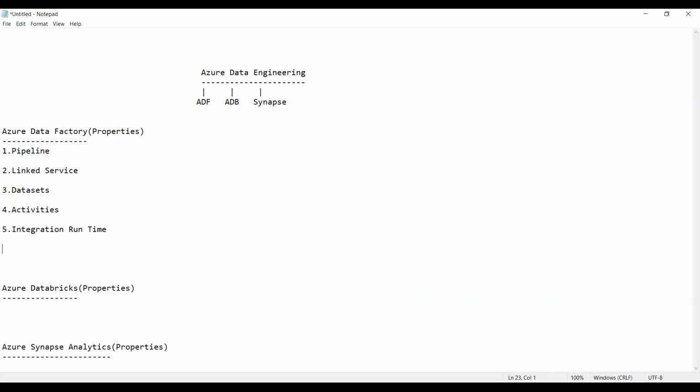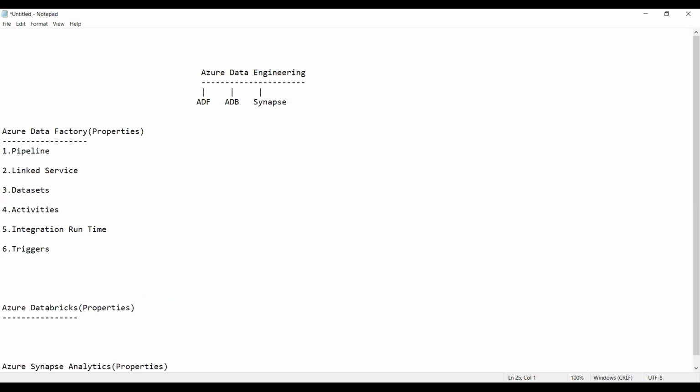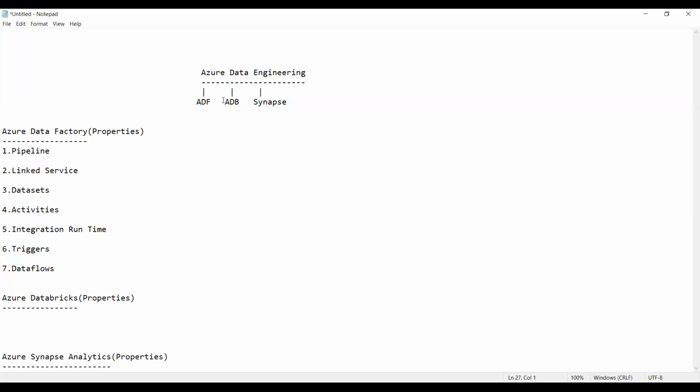Runtime. The sixth one is triggers. The seventh one, you can say here, everyone, the seventh property we can say is data flows. So these are the 7 properties or the 7 components you have in Azure Data Factory. That is nothing but the properties, you can say.